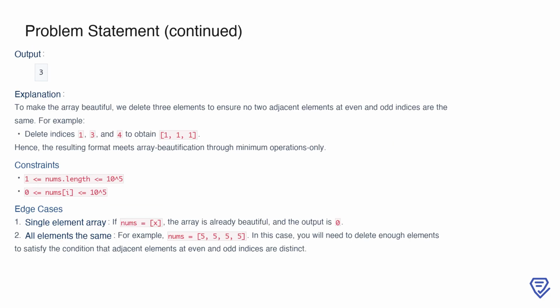Let's examine another example where the input array is 1, 1, 1, 1, 1. This array requires more deletions to become beautiful. To ensure that adjacent elements at even and odd indices are distinct, we can delete 3 elements. For instance, deleting the elements at indices 1, 3, and 4 results in the array 1, 1, 1, which satisfies the condition. Thus, the minimum number of deletions required in this case is 3. Keep in mind that the goal is always to minimize the number of deletions while ensuring the array is beautiful.